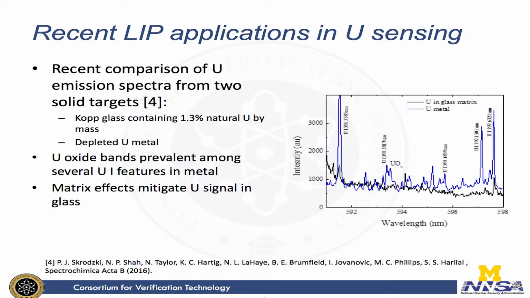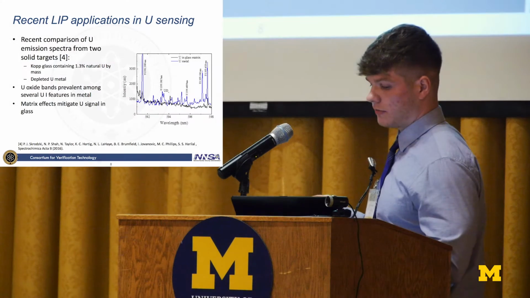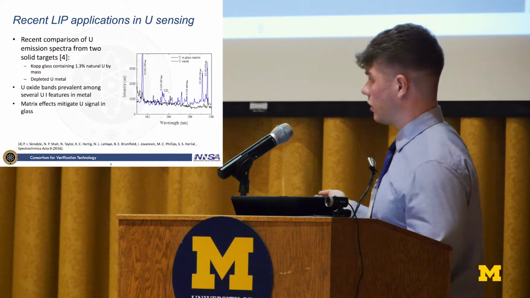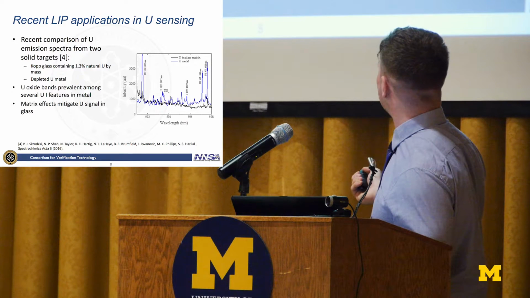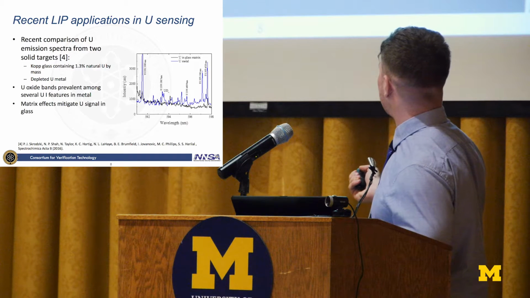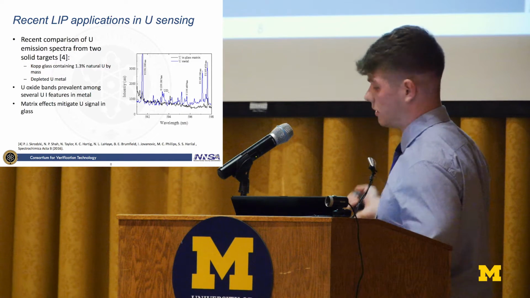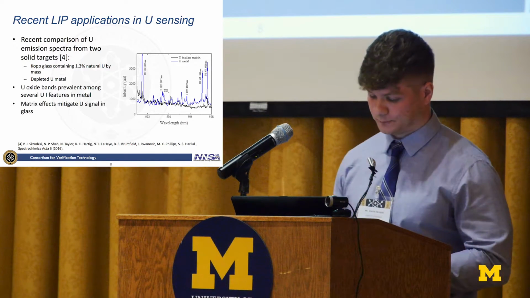And getting back to the molecular work, looking at uranium oxides for isotope separation and distinction, we did this measurement recently, comparing uranium metal to a glass-containing uranium, and you could see again those matrix effects are prevalent in the glass sample because the uranium signal is very mitigated compared to the pure uranium sample.